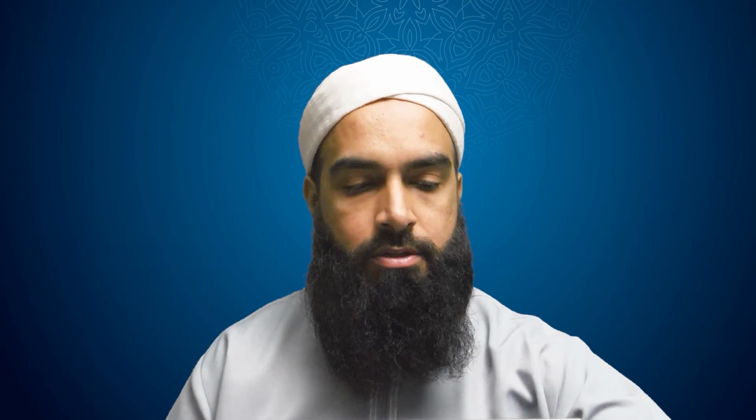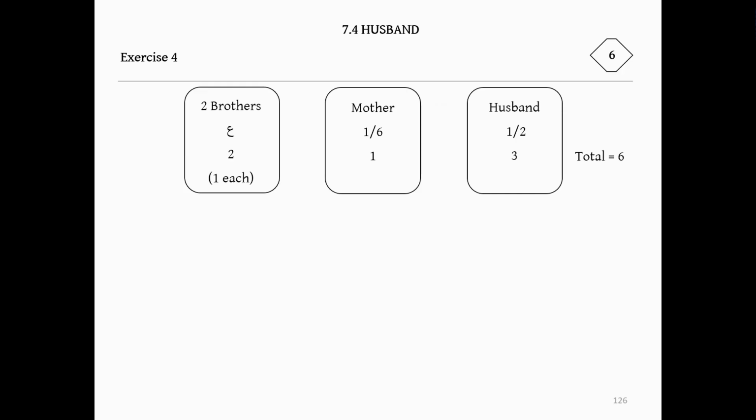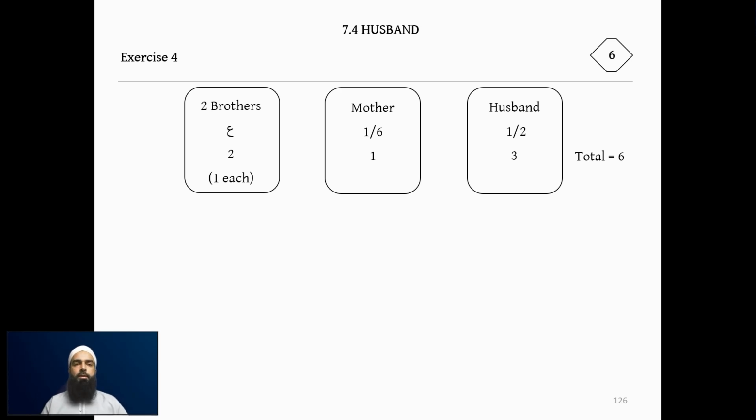So now to reveal the answer, the husband will receive a half. As you can see, mother receives a 1/6, brothers receive the remaining, and this is how you share it out. The divisor is 6, half of 6 is 3, 1/6 of 6 is 1, and the remaining that's left over is 2. 2 brothers will receive 1 each, and that's how you share out this one.